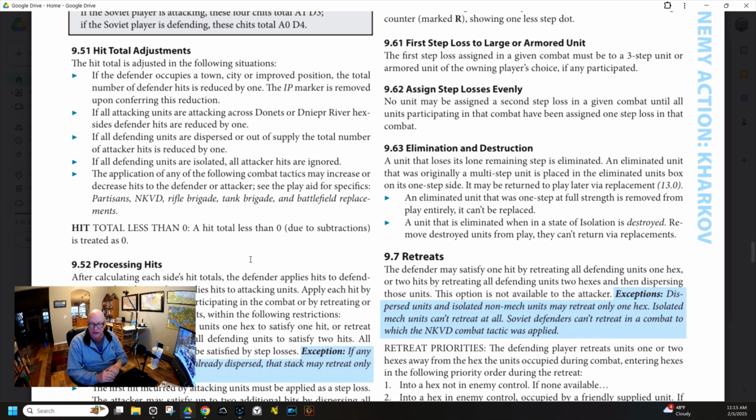It can't be replaced. A unit that is eliminated when in a state of isolation is destroyed. Remove destroyed units from play. They can't return via replacements.